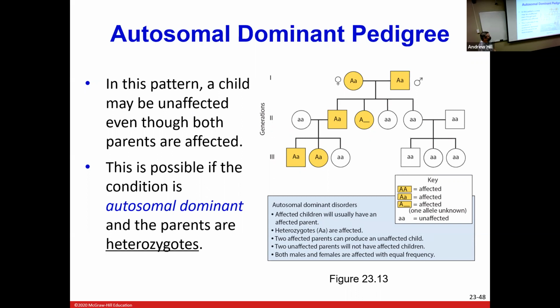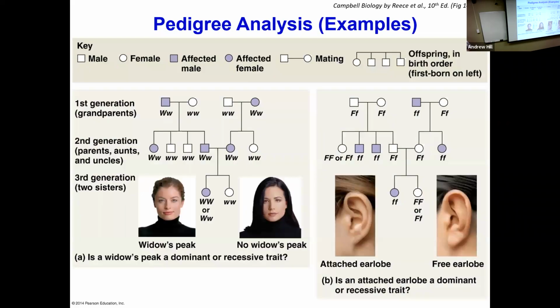What you're supposed to be noticing here is the pattern within the pedigree is very different for the autosomal dominant pedigree compared to the autosomal recessive pedigree. And since we're talking about the non-sex chromosomes, both males and females will be affected with equal frequency. Later on, in the next chapter, we look at sex-linked diseases.